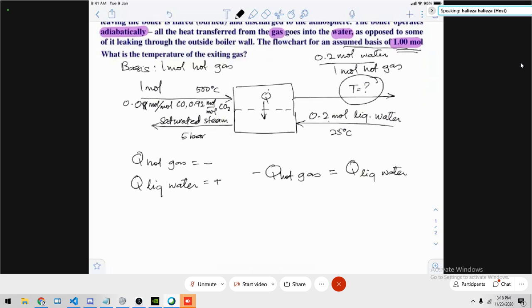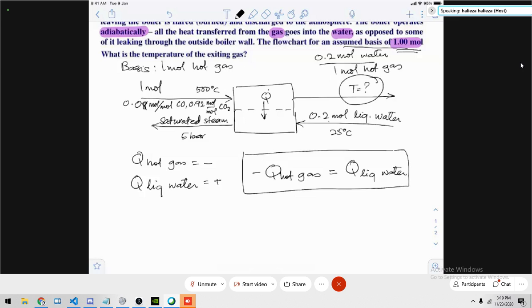There's a negative and a positive sign in front of them. The water is receiving the heat from the hot gas, so it's going to have a positive sign. The hot gas is going to release its heat, so it's going to have a negative sign, just like how I drew in the diagram here. Okay, guys, that information is very important.